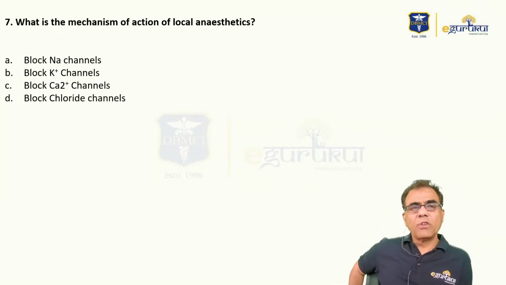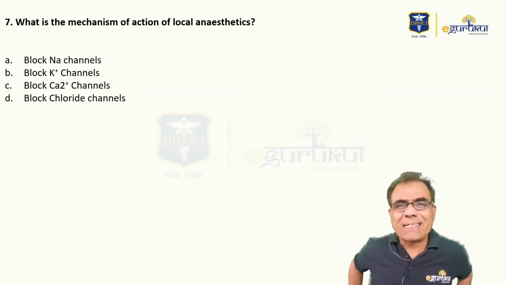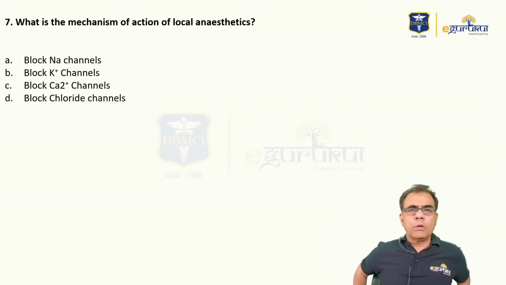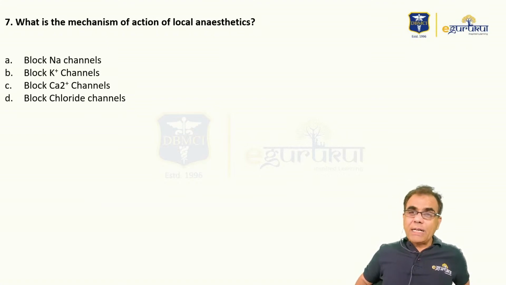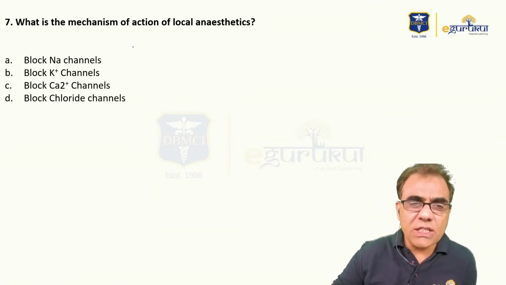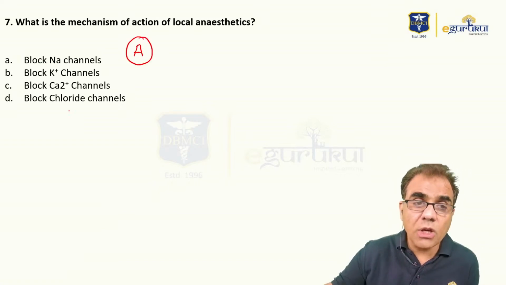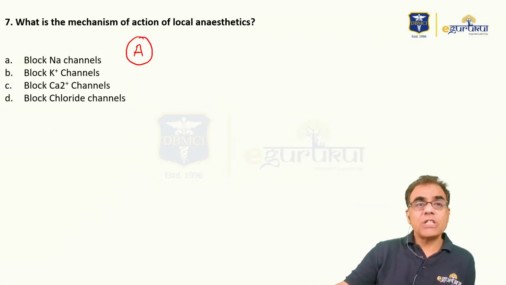What is the mechanism of action of local anesthetics? Block sodium channels, block potassium channels, block calcium channels, block chloride channels. Actually, the latest studies have shown that local anesthetics not only act on sodium channels, they can also act on calcium channels, potassium channels, or even chloride channels. So if it is a multiple choice, then all will be the choices. But if it is a single choice, then obviously we will go with sodium channels. So if it is a multiple choice, you can mark all. But for a single choice, sodium, mainly it blocks the sodium channels.